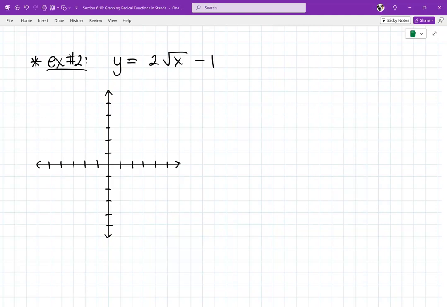So y equals 2 square root of x minus 1. Just like I did last time, I want to figure out my a term. So what's my a term? It's 2, which means it's positive, which means the graph will look something like that. Okay, what's my h, k? 0, negative 1. So I'm going to go to 0, negative 1 and put a dot right there.